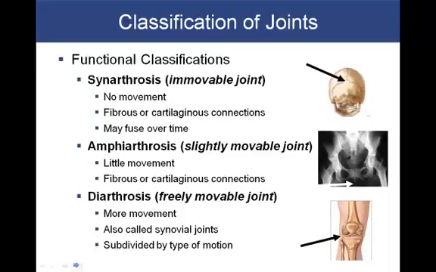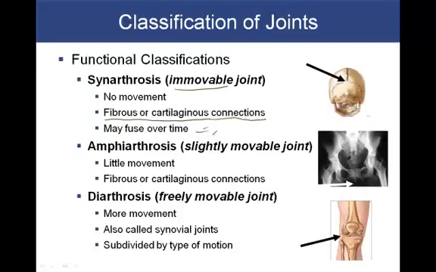Functional classifications. We have 3 main classes. Joints can be synarthroses. These are immovable joints. There's no movement. One of the things we'll see with joints is there's often connective tissue. Here we're specifying fibrous or cartilaginous, separating the two bones. So synarthrotic joints do not move. They have either fibrous or cartilaginous connections between them, and often they can fuse over time. A good example of a synarthrotic joint would be those sutural joints.